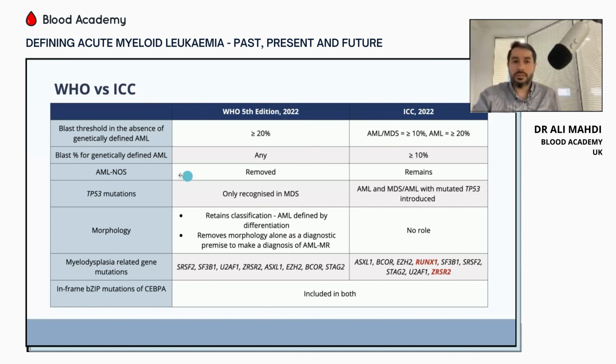I've just highlighted the myelodysplasia-related genes, which were recognized by the WHO, and just highlighted in red the ones in the ICC column, which are different from those with the WHO. And the last thing was that both groups could agree on the fact that certain types of core binding factor mutations also conferred a favorable prognosis in patients with acute myeloid leukemia.